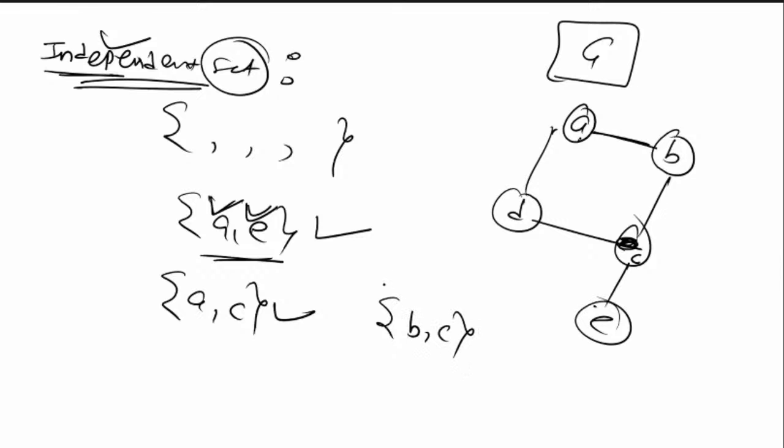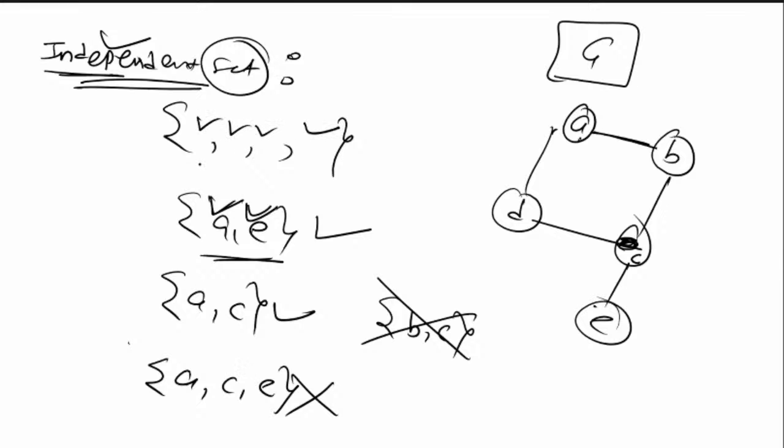B, c is not an independent set because b and c are adjacent. For example, a, c, e is not an independent set. Why? Because a is non-adjacent to c, but c is adjacent to e. Independent set means a set of vertices which are pairwise non-adjacent, meaning no vertex is adjacent to any other vertex. A collection of independent vertices, a collection of non-adjacent vertices. That is the point.